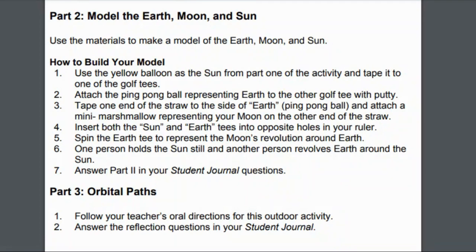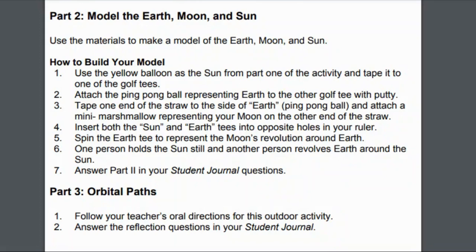Insert both the sun and Earth tees into opposite holes in your ruler. You'll spin the Earth tee to represent the moon's revolutions around the Earth. One person will hold the sun still, and one person revolves Earth around the sun. Then after you complete your model, you'll answer your questions in part 2 based off of what your model is showing you. Now this sounds a little bit tricky, but once you're given the supplies and you take your time reading each step carefully to make the model of your Earth, moon, and sun, you'll be able to see how all 3 are related and orbit around one another.